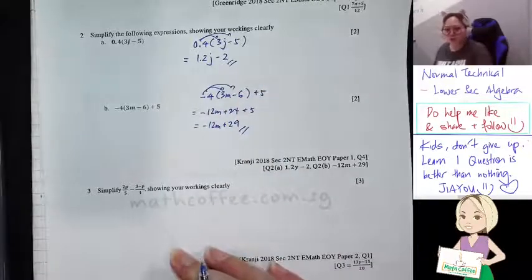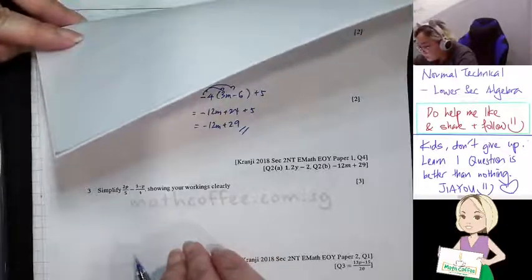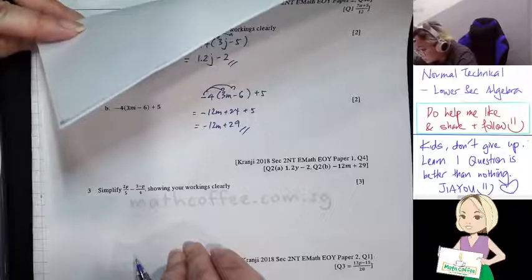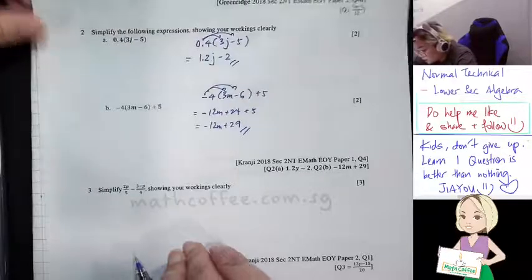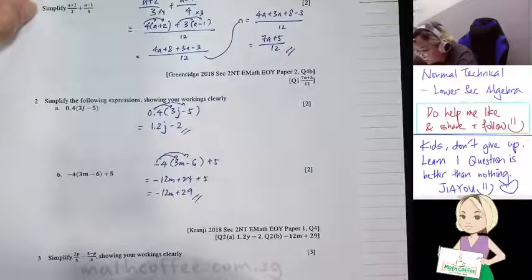I use the square method. Square method? Which one use square method? Where got square? There's no square question here leh. Are you me? What do you mean by you use the square method?